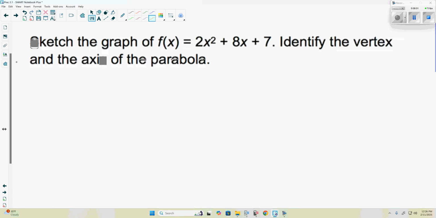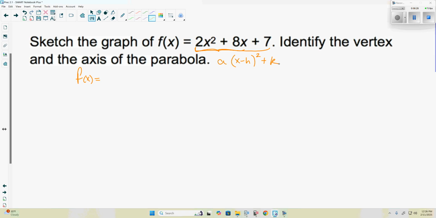So what we want to do with this first one here is rewrite this in what they call standard form and vertex form. Now to do that, we need to complete the square. What we want to do is rewrite this in this form, this a times x minus h squared plus k.